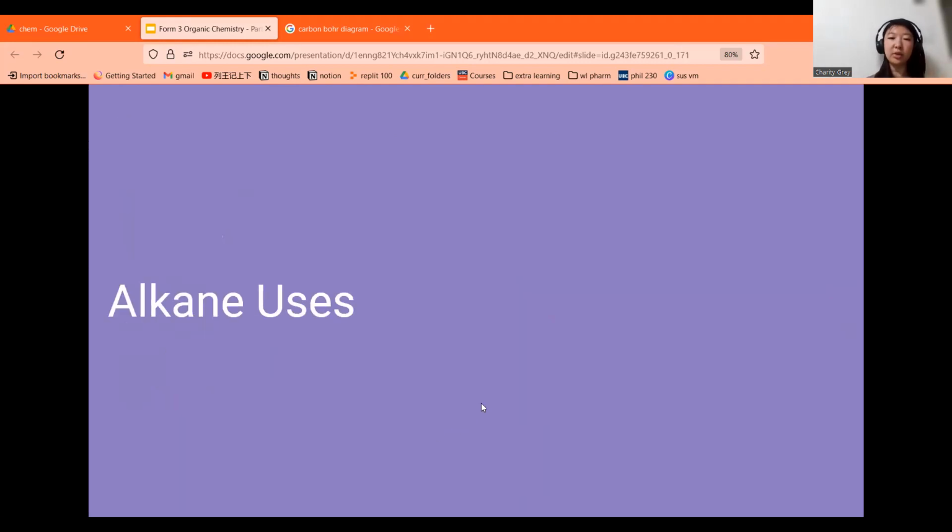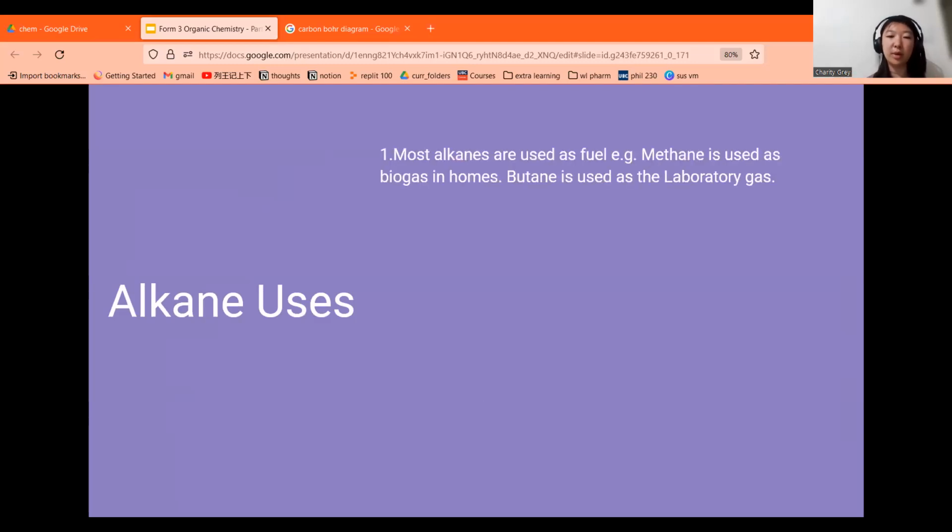So what do we use alkanes for? Why are they important? Why are you learning about them? Most alkanes are used as fuel. Methane is used as a biogas at home, and butane is used as a laboratory gas. It's very useful for burning. Remember, these small gases are very flammable.